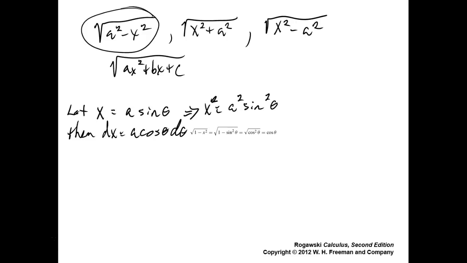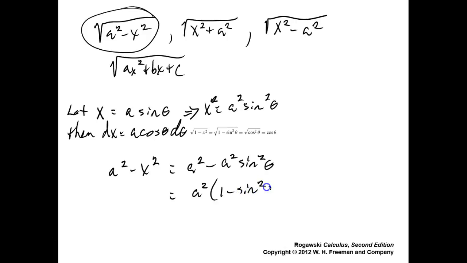Okay. Now, let's plug in what we've got. a squared minus x squared would be a squared minus a squared sine squared theta, right? And then what we might want to do there is factor out an a squared. That's why we put the a in there, because we knew we were going to do this. A squared times 1 minus sine squared theta.